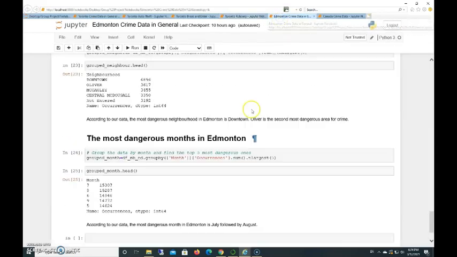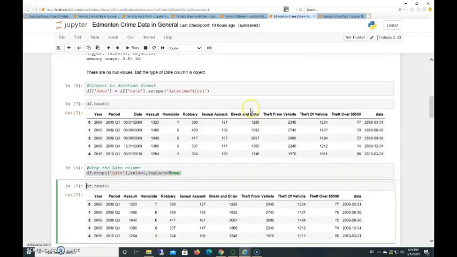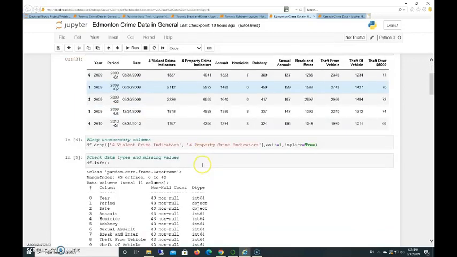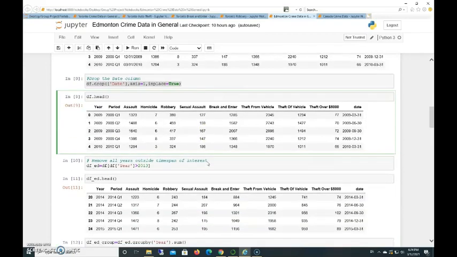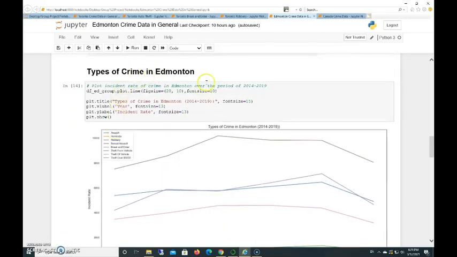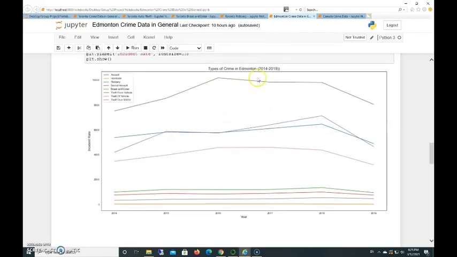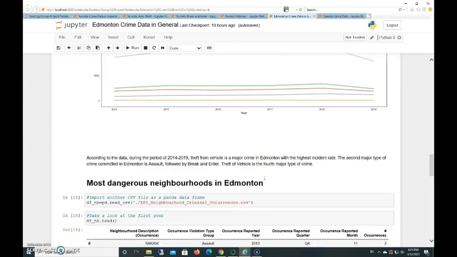and 2 a.m. In order to compare Toronto data to Edmonton data, I used the Edmonton open source data here. I do a high-level comparison. So you can see I plot the types of crime in Edmonton over the past 5 years. You can see the highest incidence of crime is theft from vehicle, followed by assault, then break and enter, and the fourth one is theft of vehicle.